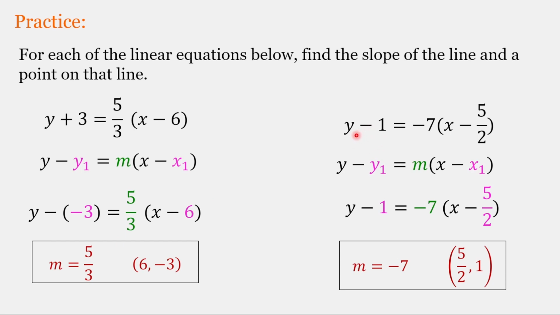For the second problem, we have y minus 1 equal to negative 7 times the quantity x minus 5/2. In both cases, we're subtracting a positive number. So our ordered pair is 5/2 for the x value and 1 for the y-coordinate, and we have a slope of negative 7.